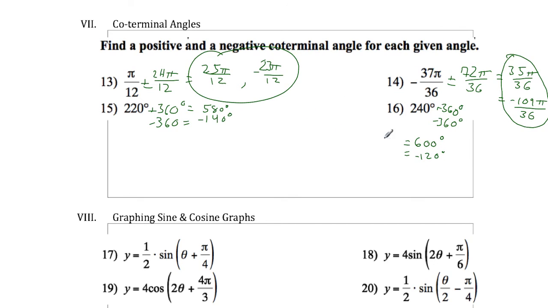So really straightforward work there. Hopefully we're okay with that. Remember, you're just adding one circle. If it's in radians, keep it in radians. If it's in degrees, keep it in degrees.